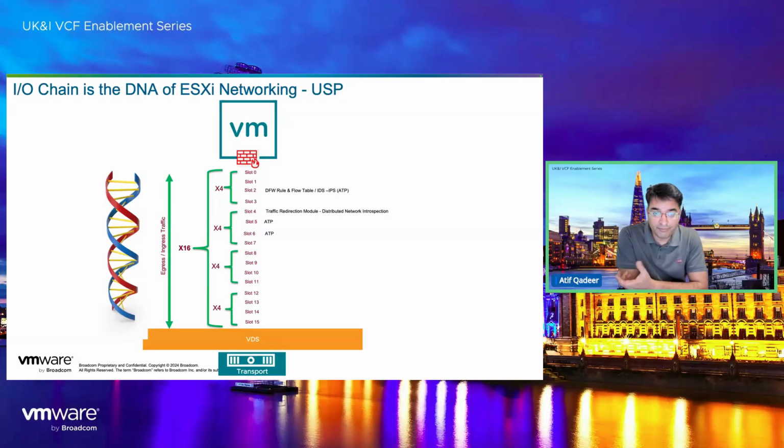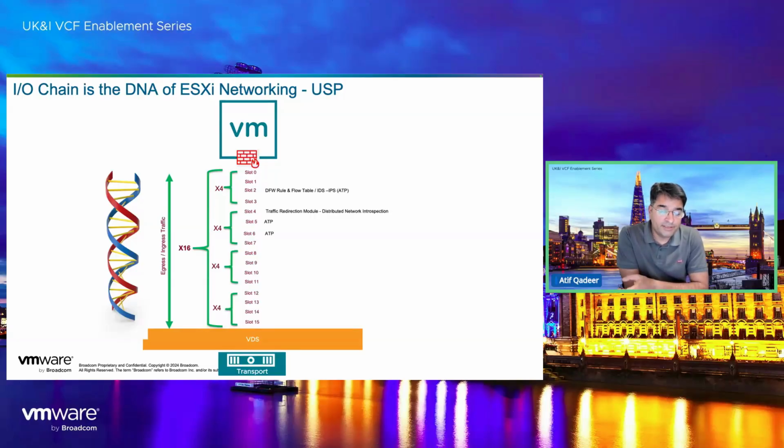And depending on the behavior of the file, it will be quarantined or allowed. So we provide different types of capabilities. And what this means is that this IO chain is basically the DNA of ESXi networking, something that you need to remember. It's very unique to VMware.